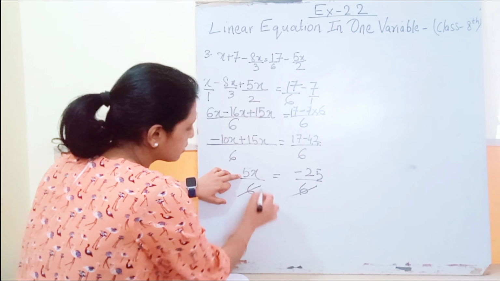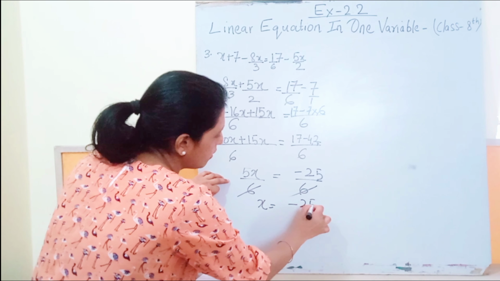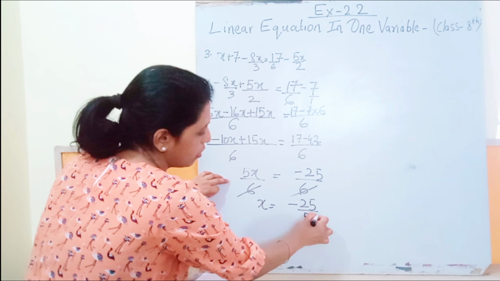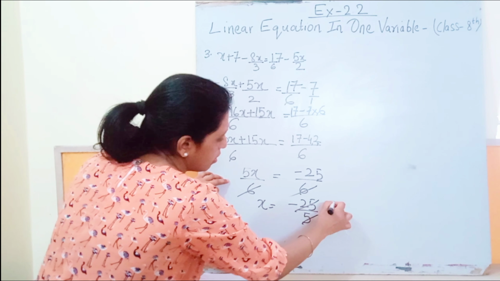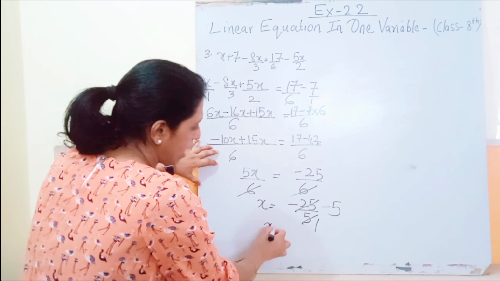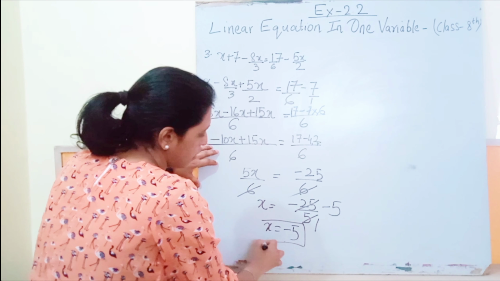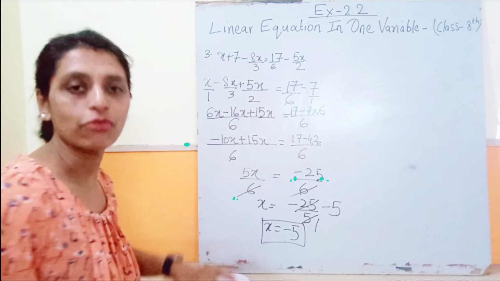Now 5 is multiplied with x, so it will come to this side, and this will be 5 ones are 5, minus 5 into 5, 25. So the value of x, the variable's value, is minus 5.